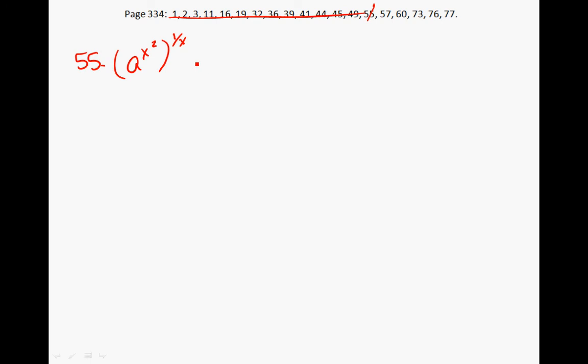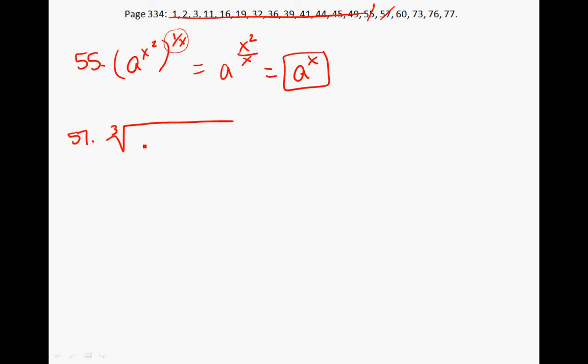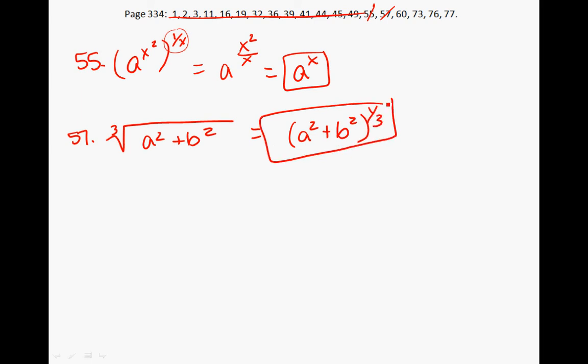Okay, so if we go ahead and take care of this exponent, we have a to the x squared over x, which if you simplify gives you a to the x. And that's our answer. 57. We have the cube root of a squared plus b squared, and all it wants us to do is write it with the rational exponents. So this one would be a squared plus b squared to the 1/3 power. And that's it.